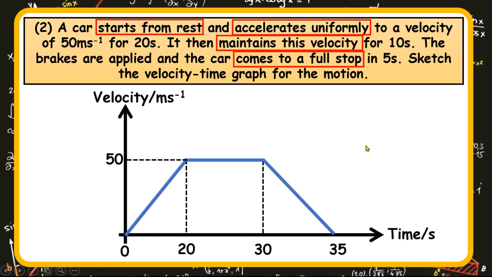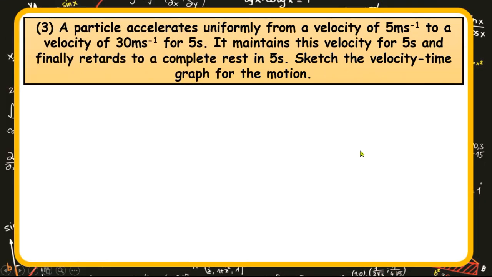Let's move on to example number 3. Example 3 says, a particle accelerates uniformly from a velocity of 5 meters per second to a velocity of 30 meters per second for 5 seconds. It maintains this velocity for 5 seconds and finally returns to a complete rest in 5 seconds. Sketch the velocity time graph for this motion.